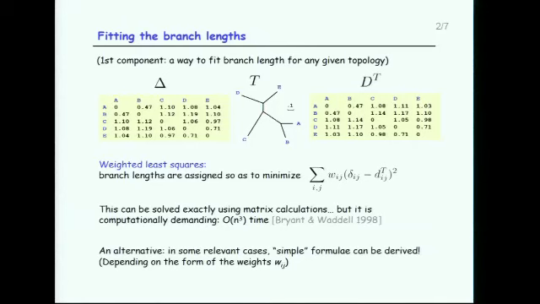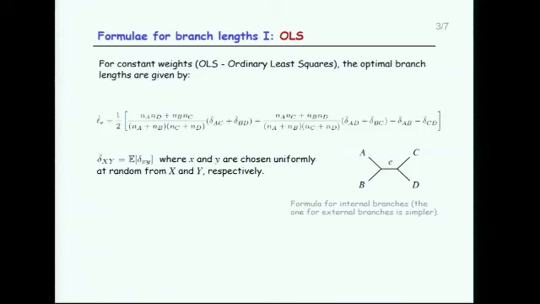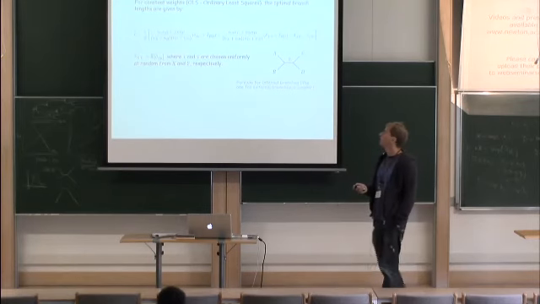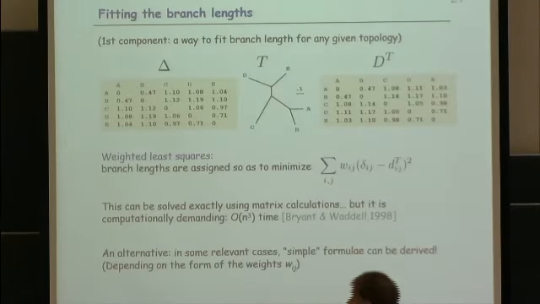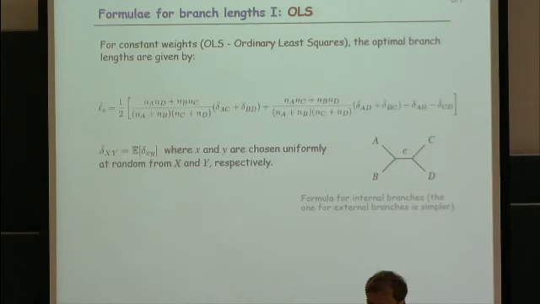Okay, so the simplest case where we have these kinds of formulae is ordinary least squares. If you look at this, ordinary least squares is simply the case where the weights here are constant. So in this case, there are nice formulae, well, maybe not so nice. Okay, so this gives the optimal length for an internal branch. There is another formula for external branches. I'm not going to show you that one. It's actually simpler than this one.